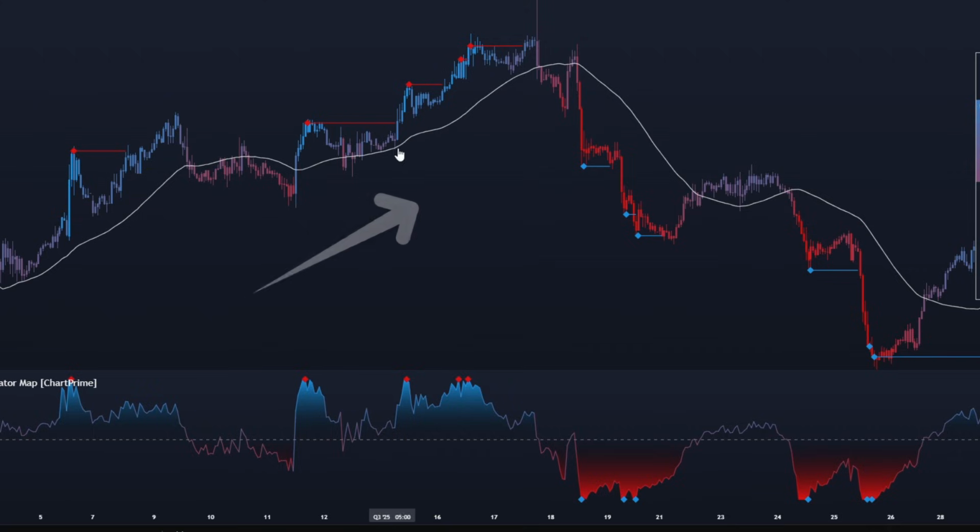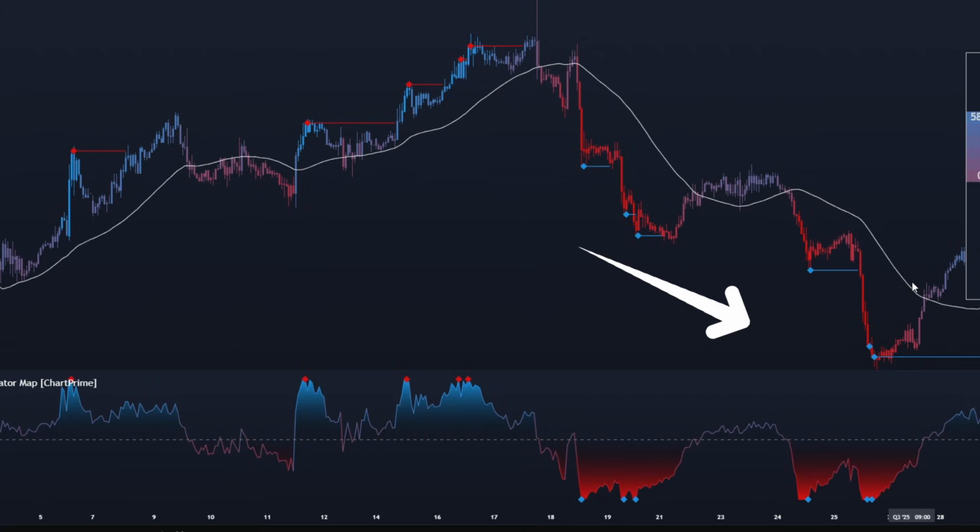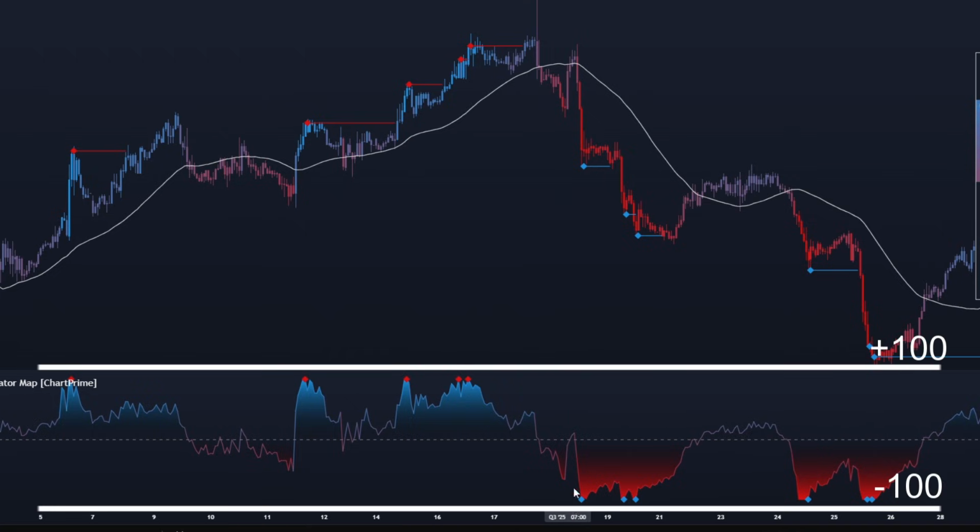When it's sloping up and price is trading above it, we treat the market as bullish and focus on buys. When it's sloping down and price is trading below it, we treat the market as bearish and focus on sells. Simple. The oscillator at the bottom swings between -100 and +100.